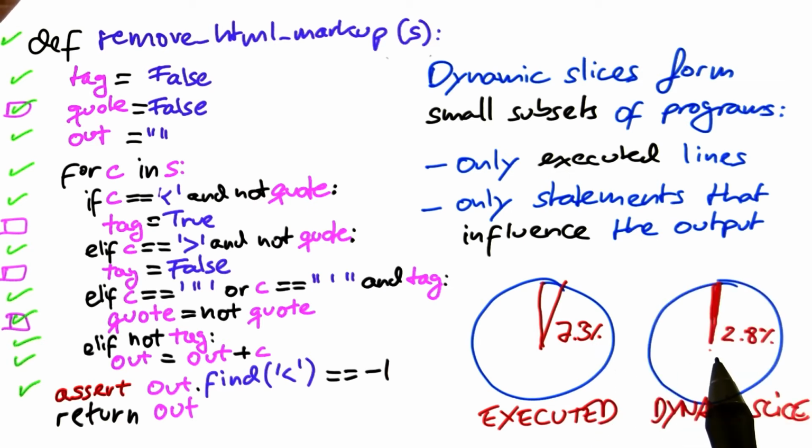When looking at the dynamic slice, the reduction in size becomes even more apparent because, again, on average, the dynamic slice encompassed only 2.8% of the lines in the program.